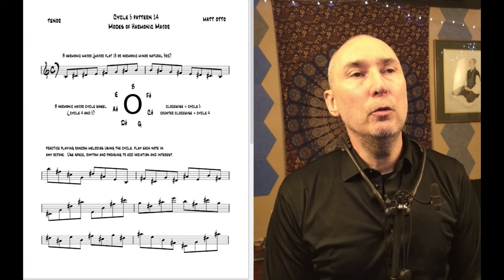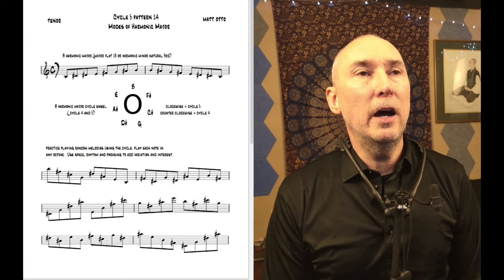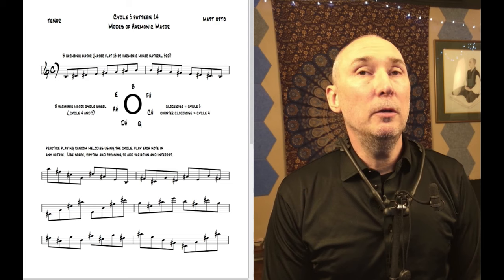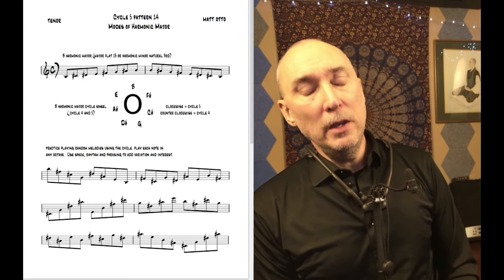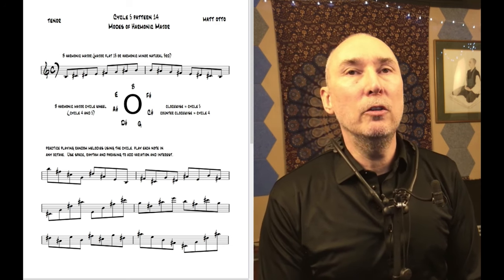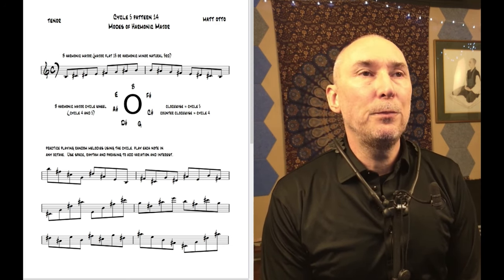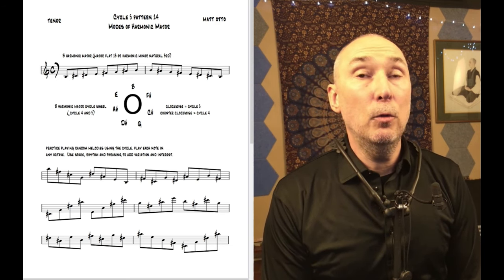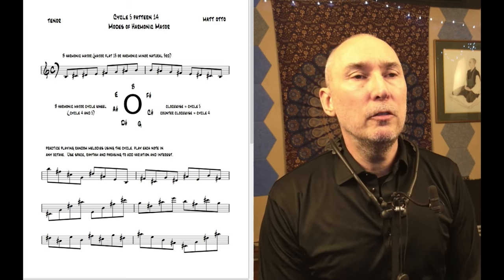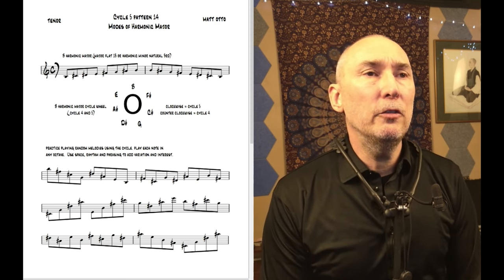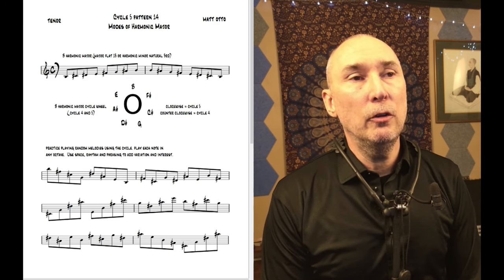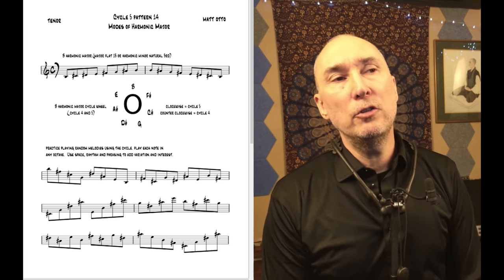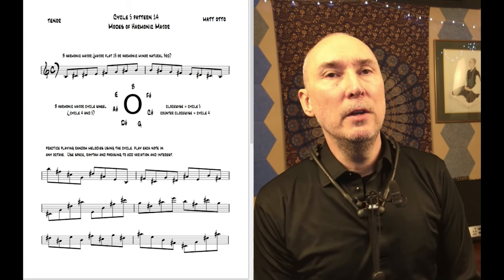So when we go clockwise, cycle 5, we will be either ascending by a diatonic 5th or descending by a diatonic 4th. And when we do cycle 4, the counterclockwise motion of the wheel, we will be ascending by a 4th or descending by a 5th. So beneath the cycle wheel, I've written a random melody that just goes around that circle in terms of the note choice, but kind of changes the direction of the line randomly.